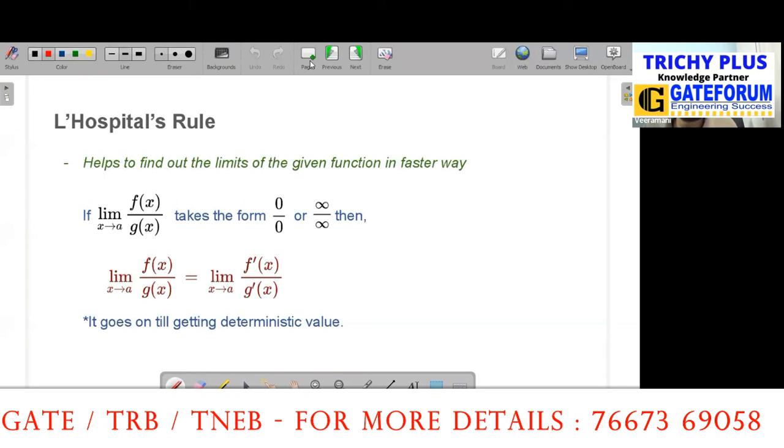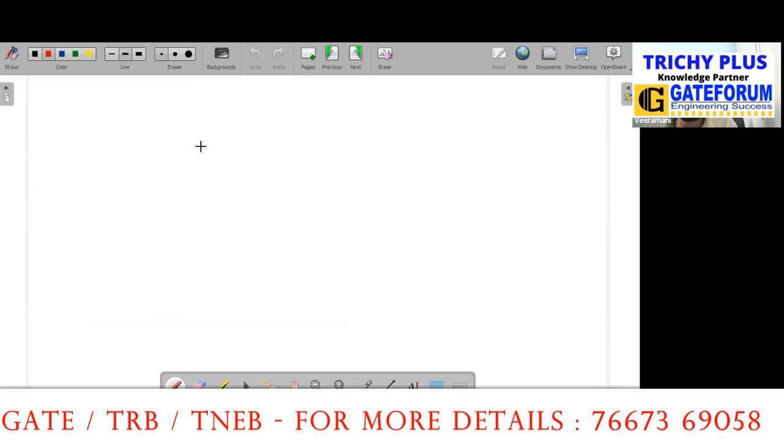Is it clear? Maybe it will be a little difficult to understand here. When you go to some problems, you will understand. Okay, so let's take our known problem. What is it? f of x is equal to x squared minus 1 divided by x minus 1. Okay, so at which point are they looking for? At x is equal to 1.